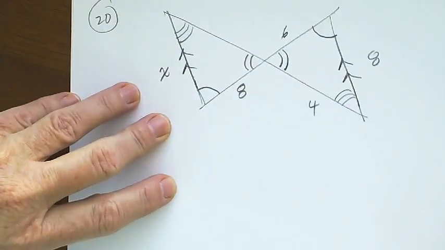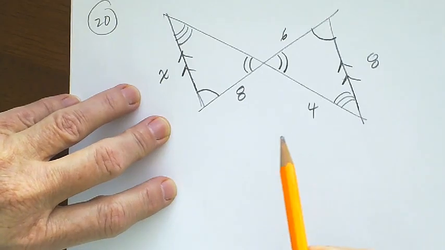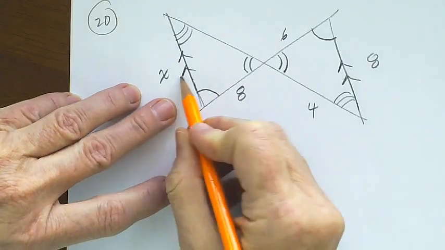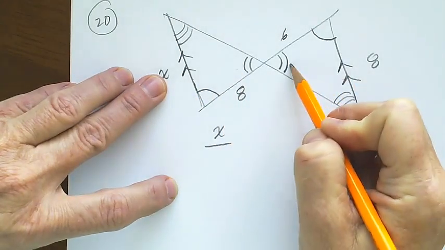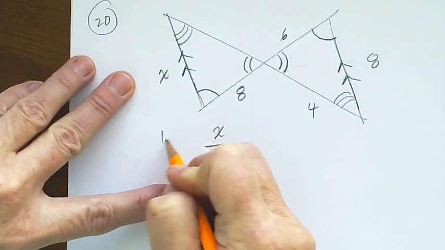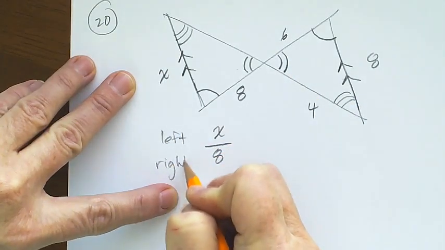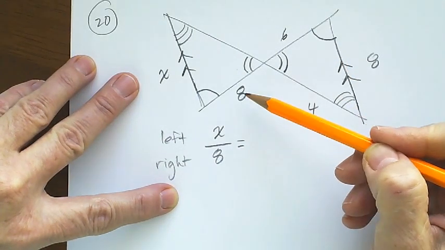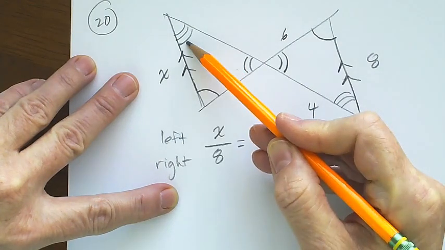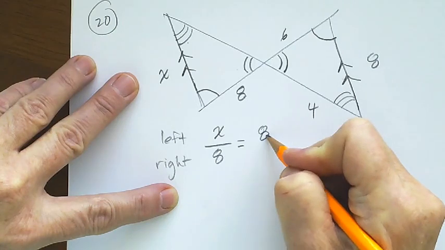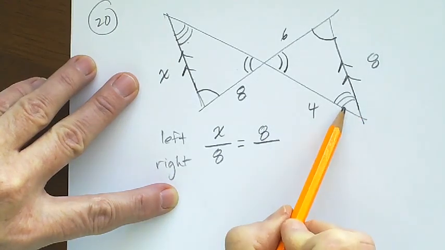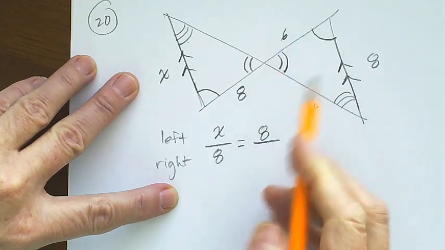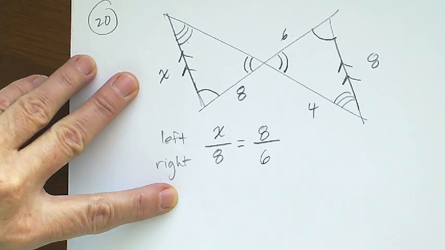Okay, now from there, I'm just going to look at what angle the side is across from. X is across from this angle. So I'm going to say X is to 8 because 8 is across from this angle. This is my left triangle. This is my right triangle. Then I'm looking at 8 in the left triangle, which is across from this angle that has 3 marks on it. So left triangle goes on top. And then what side is across from the angle with 3 marks? 6. Now it's very easy to mess this up.